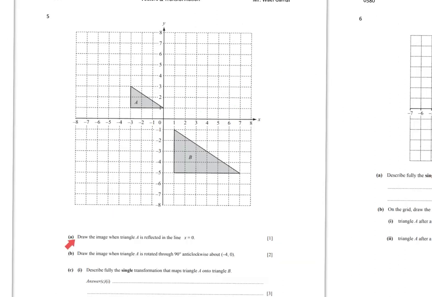Next, draw the image of triangle A when triangle A is reflected on the line x equals 0. The line x equals 0, this means what? The y-axis. Line x equals 0 is the y-axis. So we need to find the image of triangle A when we reflect on the y-axis.